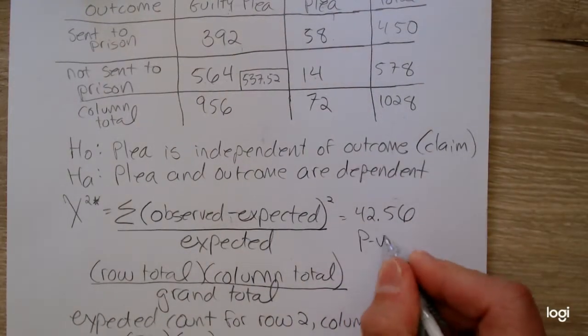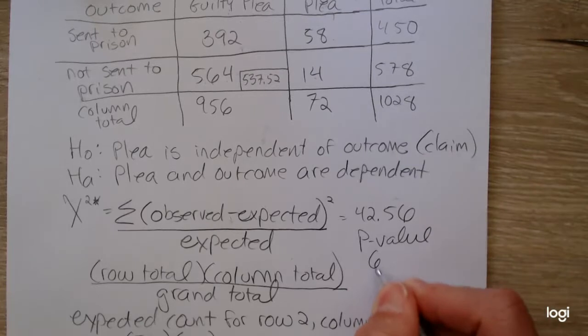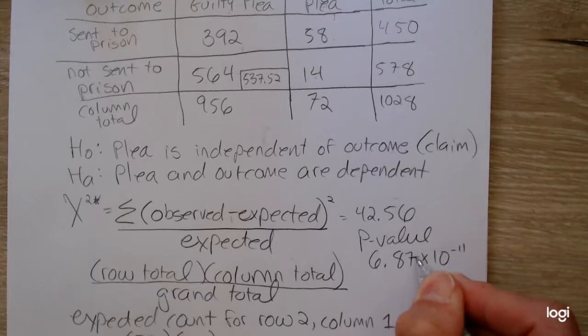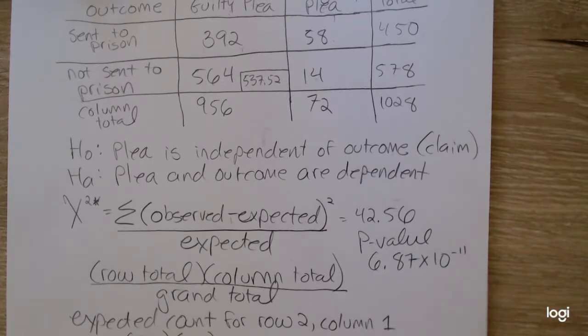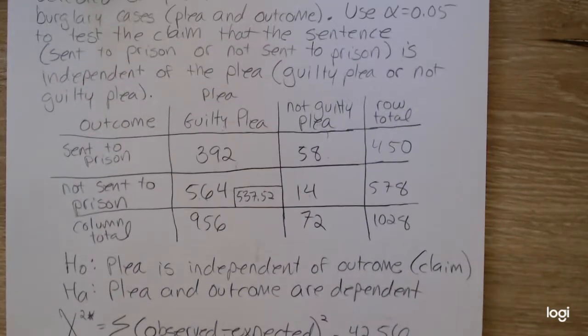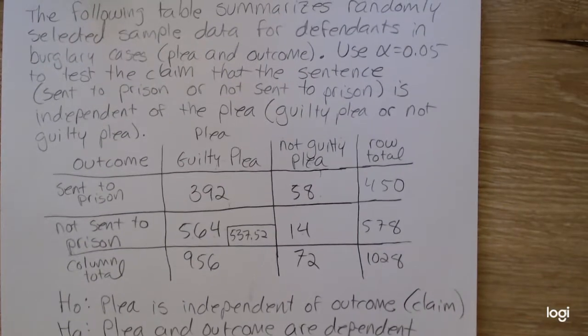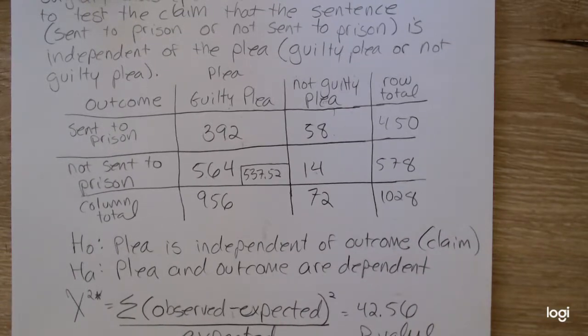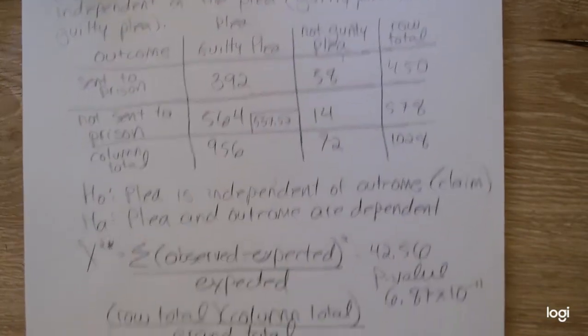Okay, so the p-value is 6.87 times 10 to the negative 11th. So in non-scientific notation, it's going to have 10 leading zeros after the decimal. So I know the decision is to reject the null at all levels of significance. And in terms of the claim, the claim is the null in this case. There is sufficient evidence to reject the claim that the plea is independent of outcome.